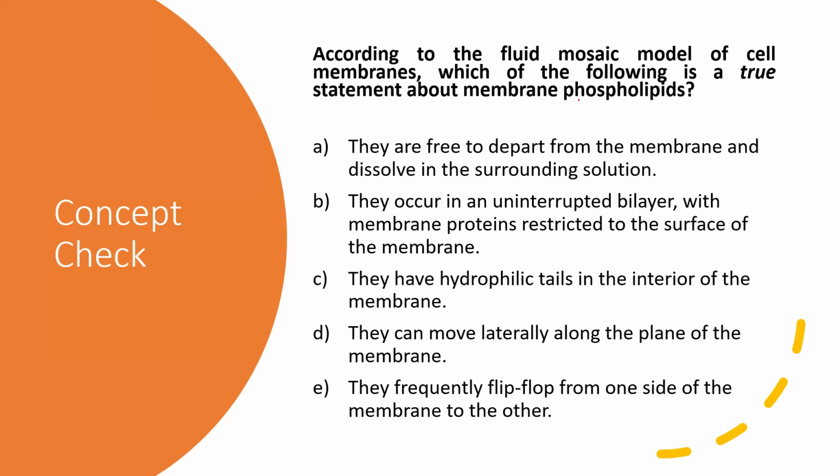We're looking for the true one. First one: the phospholipids are free to depart from the membrane and dissolve in the surrounding solution. That's not true, right? If that were the case, the cell membrane would just dissolve and fall apart on its own, killing the cell. Next: they occur in an uninterrupted bilayer with membrane proteins restricted to the surface. They don't have to be on the surface, right? They could be on the inside, or they could be going through the membrane. So that's why this is not correct.